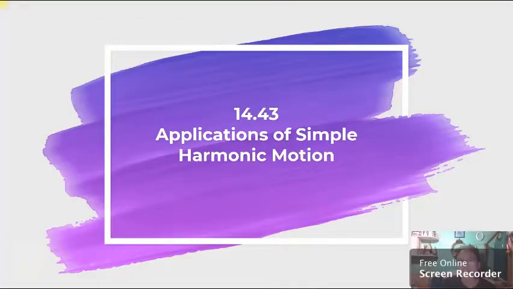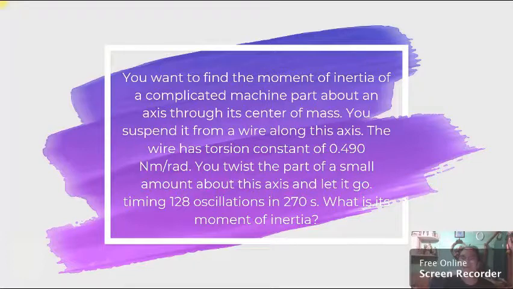Okay, for our next problem, which is all about the applications of simple harmonic motion. We want to find the moment of inertia of a complicated machine part about an axis through its center of mass. You suspend it from a wire along this axis. The wire has a torsion constant of 0.490 Nm per rad. You twist the part a small amount about this axis and let it go, timing 128 oscillations in 270 seconds. What is its moment of inertia?